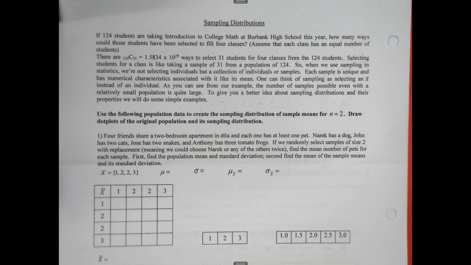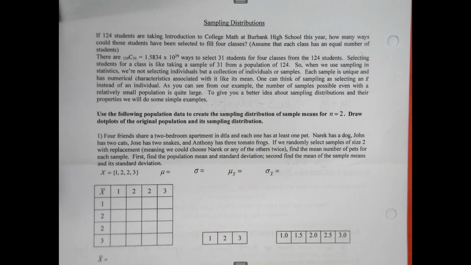So to give us a better idea about sampling distributions and their properties, we're going to do some very simple examples. We're going to use the following population data and create a sampling distribution of sample means for n equal to 2. Draw dot plots of the original population and its sampling distribution.